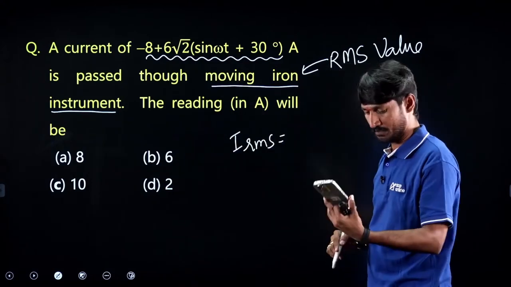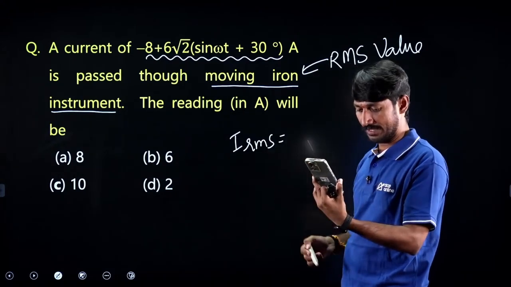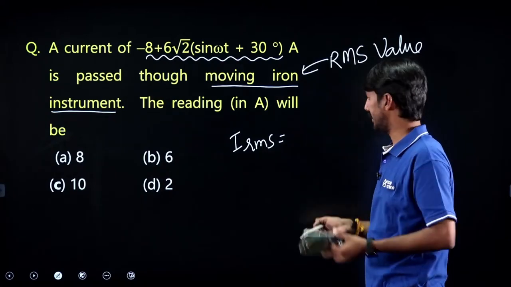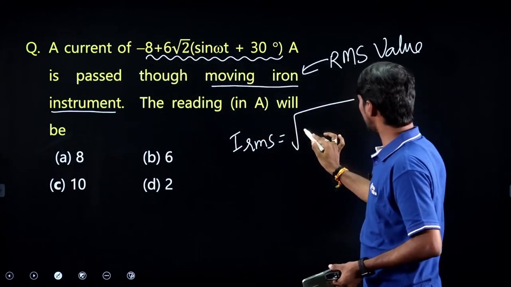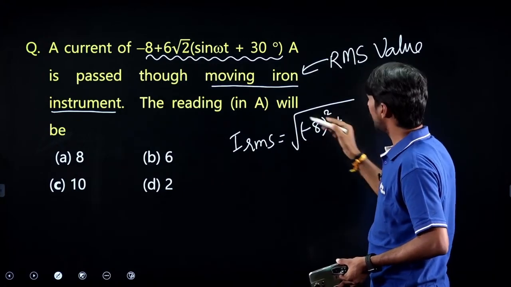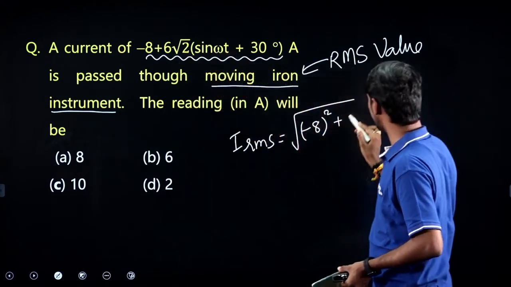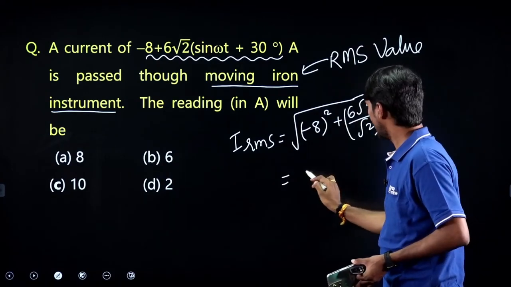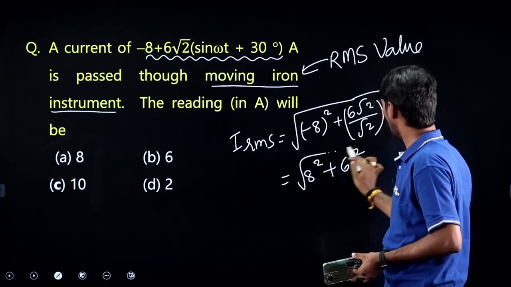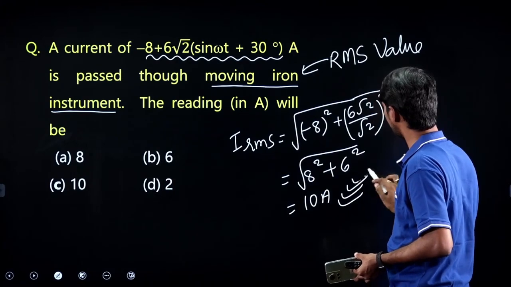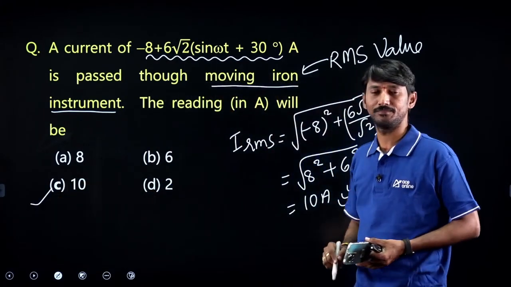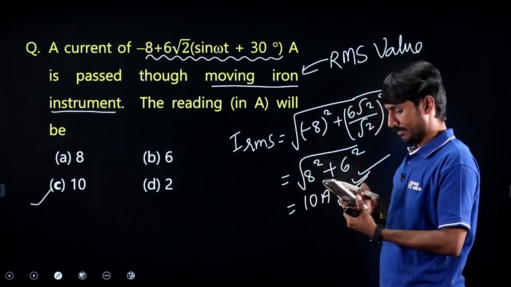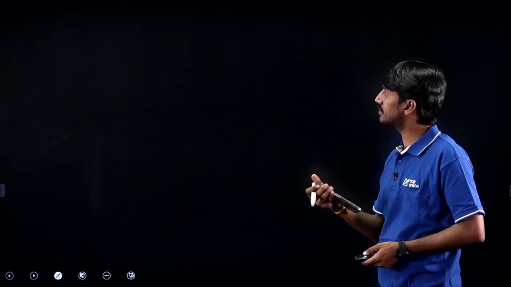I RMS is equal to... many people gave option C, 10. Very good. It is the root of the constant portion, minus 8 squared, plus, for the sine term, the maximum value IM divided by root 2, squared. So simply root of 8 square plus 6 square. The answer here is 10 amperes. Yes, everyone is giving the correct answers. Very nice. Kindly prepare in this way, and you can answer 6 to 8 questions in this subject.